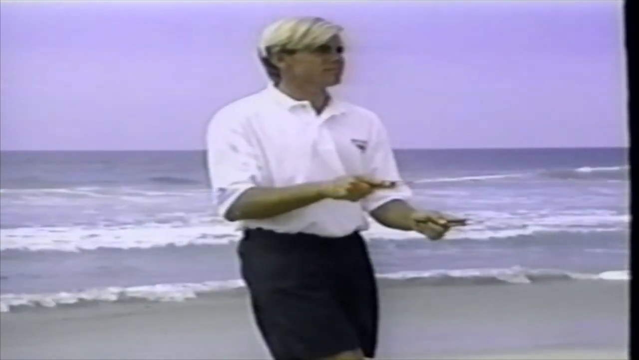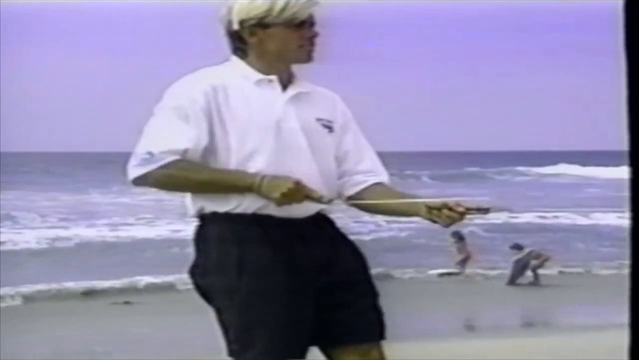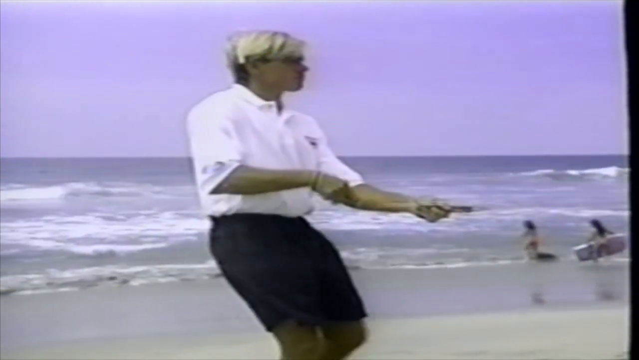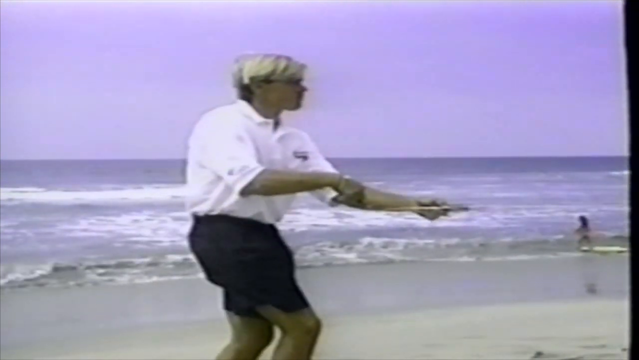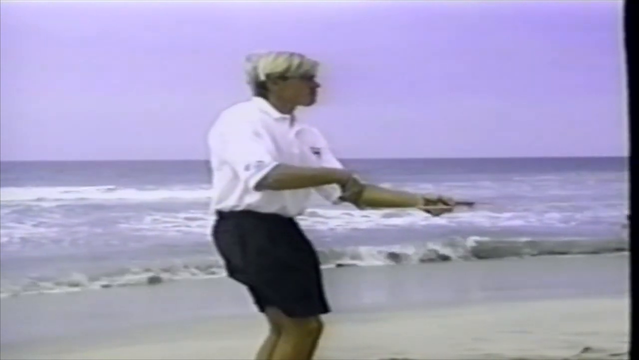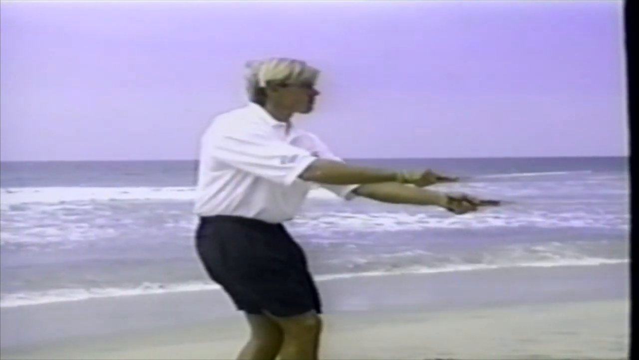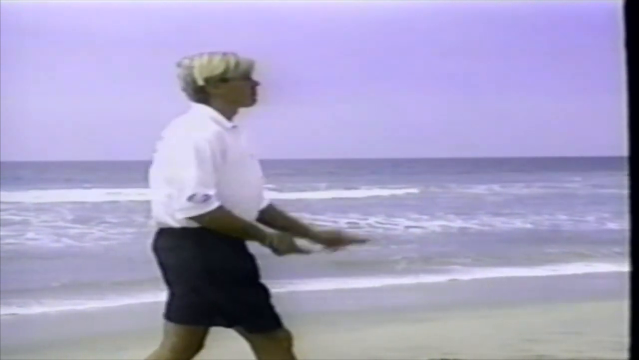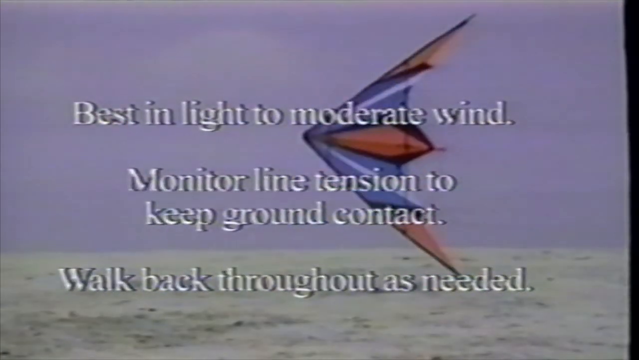To control the speed of the tip drag, simply walk forward to slow down or backward to speed up, but continue to maintain ground contact with the wing. The best surfaces for this trick are beach sand or grass. Ideal wind conditions for this trick are light to moderate.